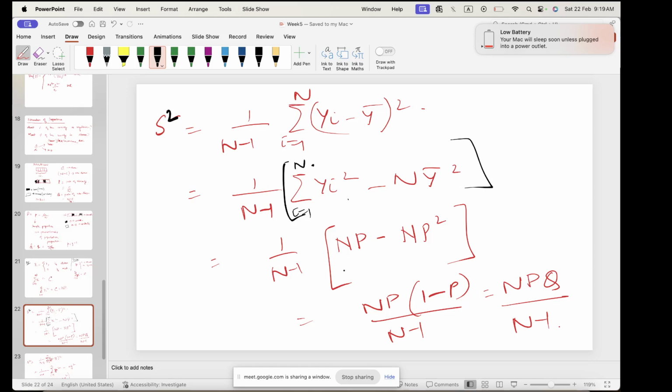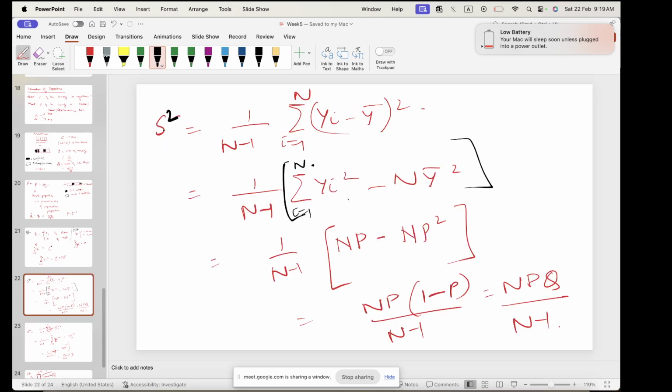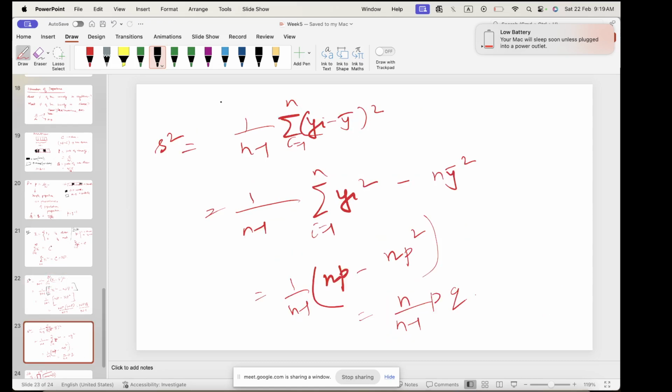So capital S square will be estimated by small s square. So small s square in that case also turns out to be small n by n minus 1 pq.